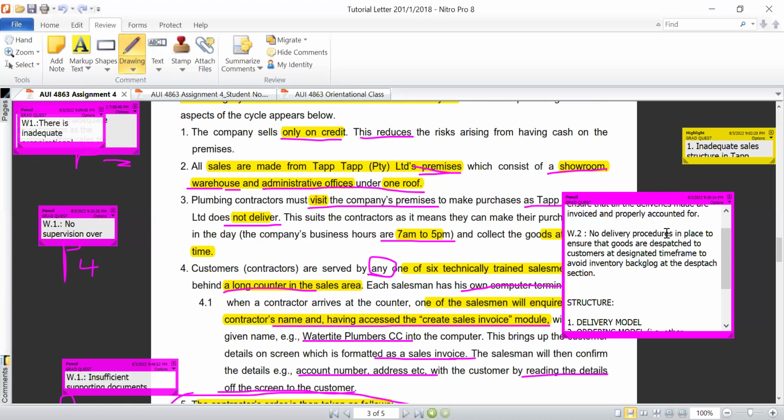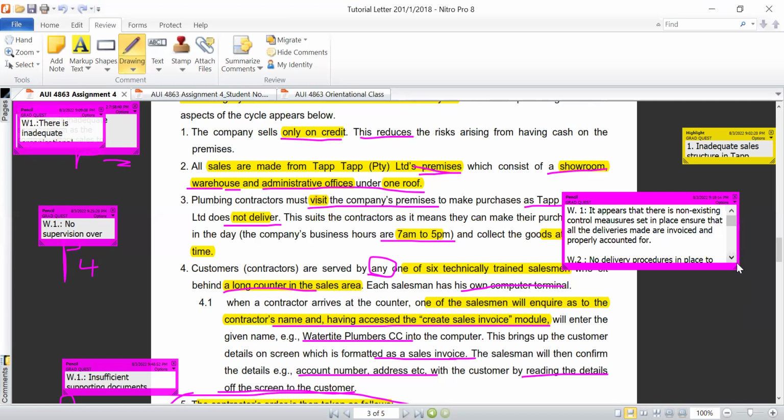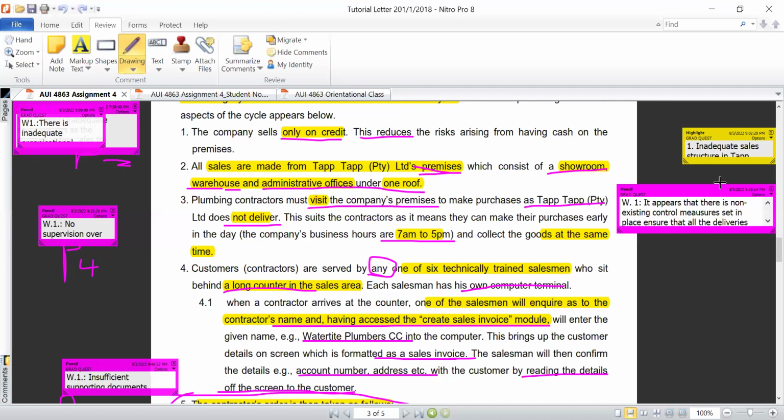So now another weakness: no delivery procedures in place to ensure that goods are dispatched to customers at designated time frame to avoid inventory backlog at the dispatch section. Remember, deliveries ought to be done at specific times. Of course, it can be daily, but it has to be done at specific times so that it does not interfere, for instance, if there's stock counts that are taking place, or if there's any new goods that we are receiving from the supplier. We need to ensure that there are no deliveries taking place during that time. But in this case, they are not having anything to monitor that.